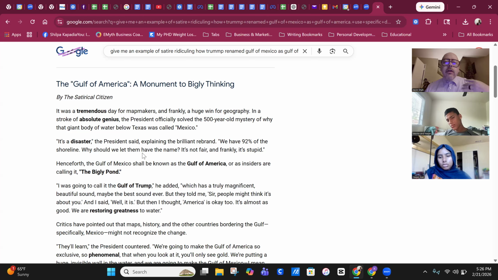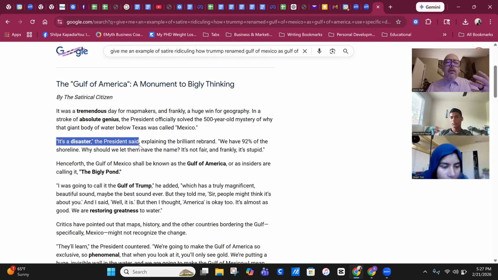So do you see the satire there? Why is this ridiculous? Because this absolute genius? What do you mean? That's not a stroke of genius. That's just Trump trying to rename something because he doesn't like the word Mexico, right? It's a disaster, the president said. No, wait a minute. So what is satirical about this phrase here?